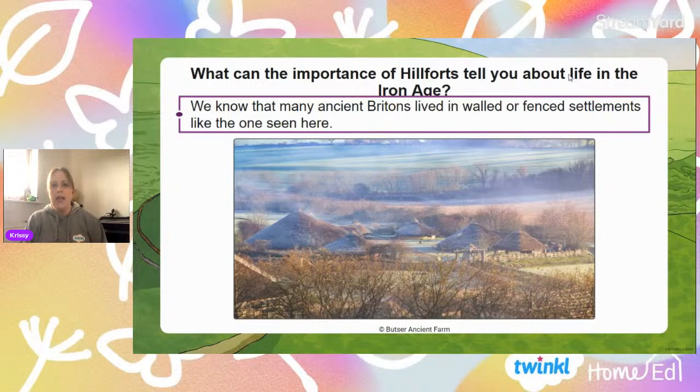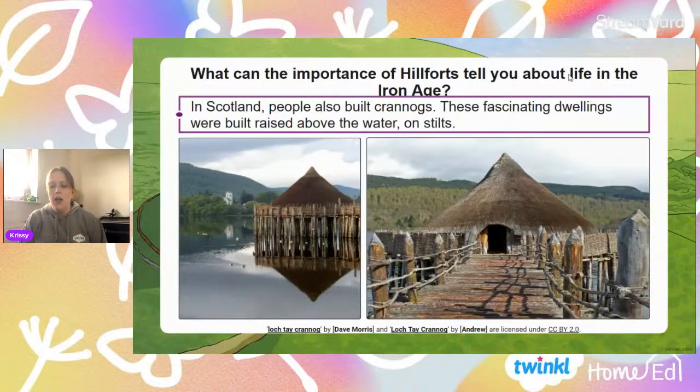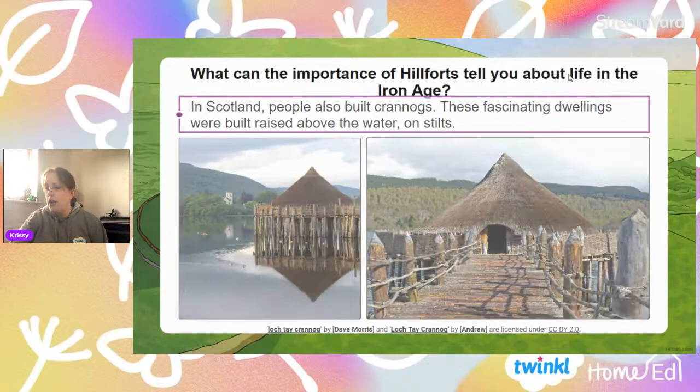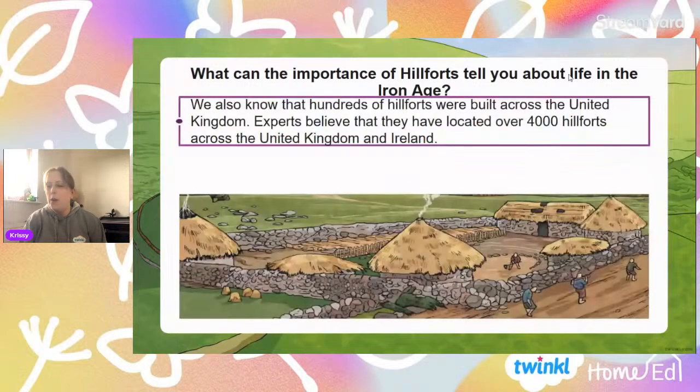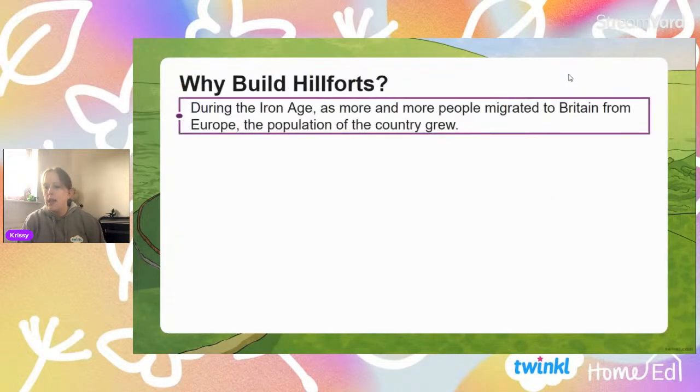So we know that many ancient Britons lived in these walled or fenced settlements. This is another picture of that Butser farm, which I really like. In Scotland, they did something very similar, but they built crannogs, which are dwellings built on stilts. So again, you still have that kind of high ground. And we know that they were built all around Britain. The estimation is about 4,000 hill forts across the United Kingdom and Ireland. So there is definitely going to be some near to you, so go and check them out.